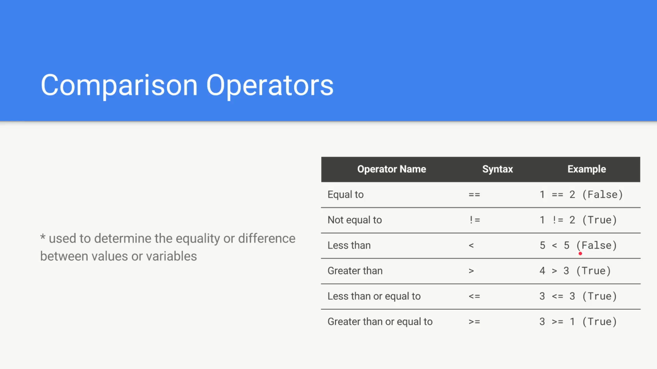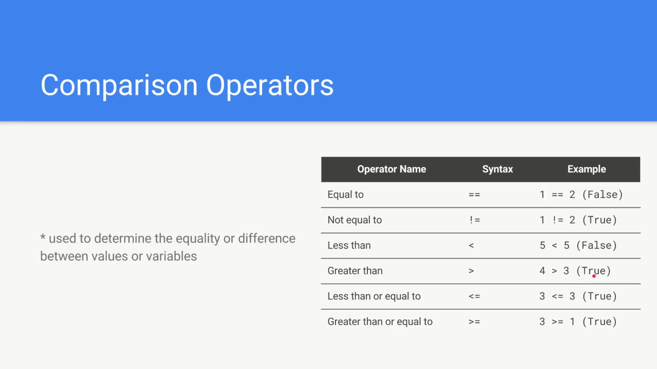The opposite of the less than operator is the greater than operator. This operator returns true if the first value is greater than the second value. In the example here, we see that 4 is greater than 3, so true is returned.